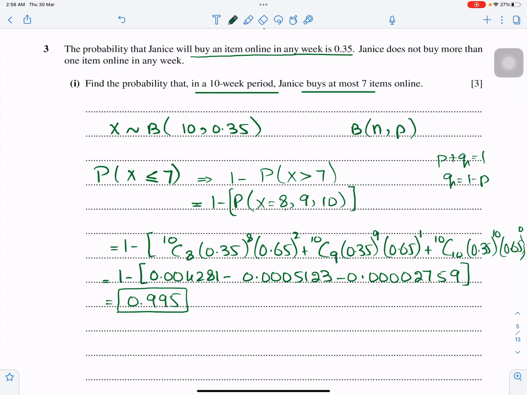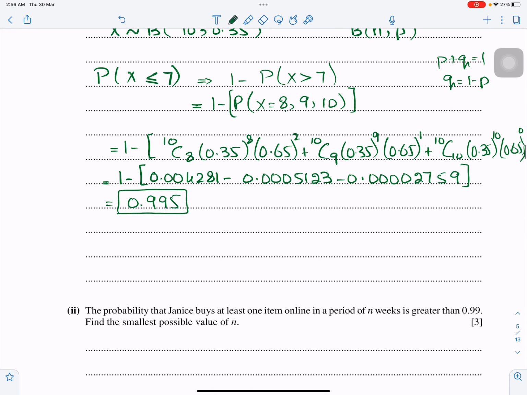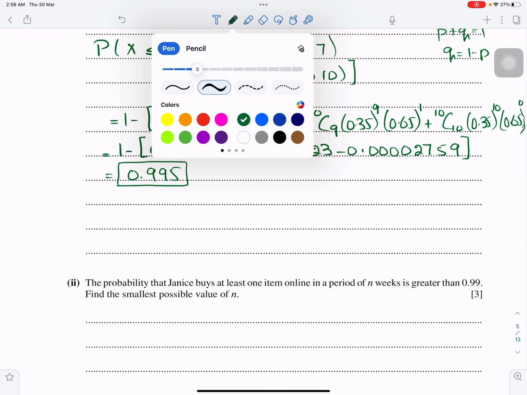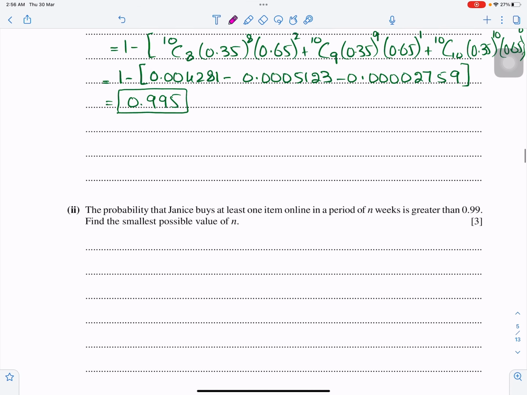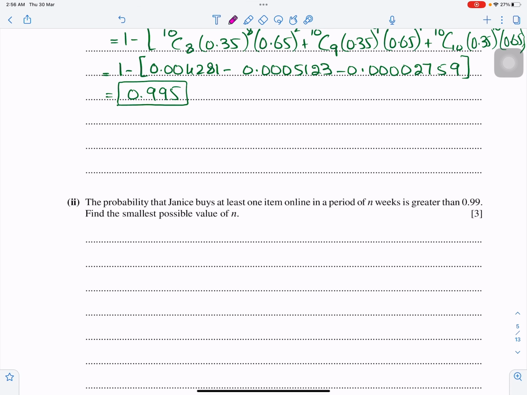for part 1. Okay, so let's see part 2. Let me change the color now. Part 2 is about the probability that Janice will buy at least one item. Now when the words at least one item come, you know what it means? It means the probability of X greater than or equal to 1. This is the meaning of it. At least one item online in a period of n weeks.